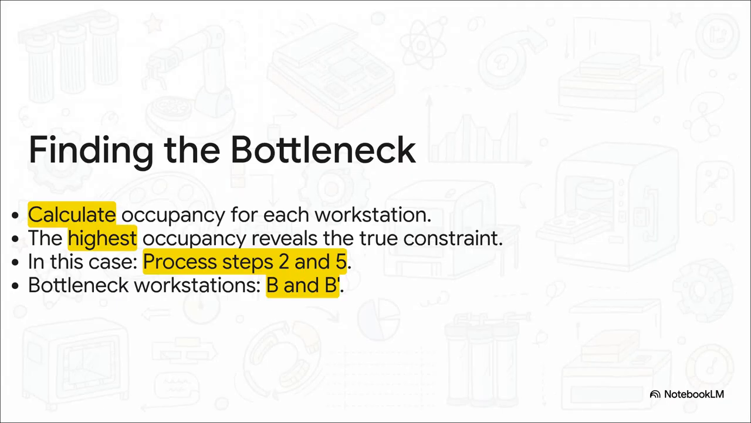Okay, so now that we have this real-world accurate number, the EPR, we can do something really useful. We can calculate the occupancy for each workstation. That's just a fancy way of saying how busy it's going to be based on our production targets. And then it's simple. The workstation with the highest occupancy, that's your true bottleneck. And in this case, it's the machines that handle process steps 2 and 5.